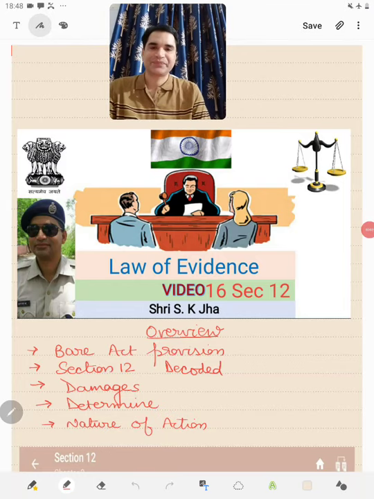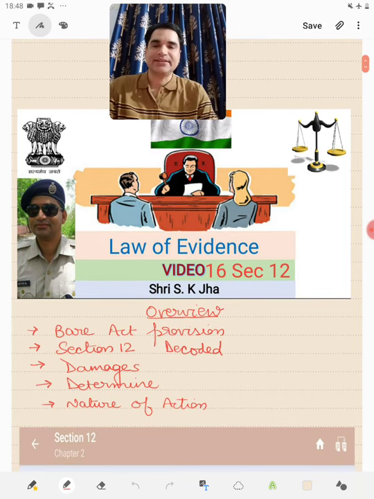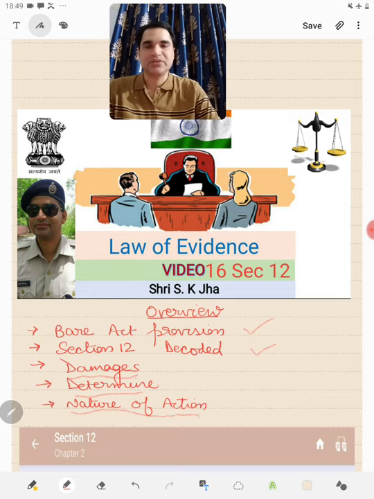Hello friends, today we are going to discuss section 12 of the Law of Evidence. This is a very small section, and as usual we will first see the bare provision regarding it. Then we will try to decode it. Then we will see the meaning of certain terms used in this section, one of which is damage and another is determine. Then we will see how section 12 is dependent upon the nature of action which is before the court.